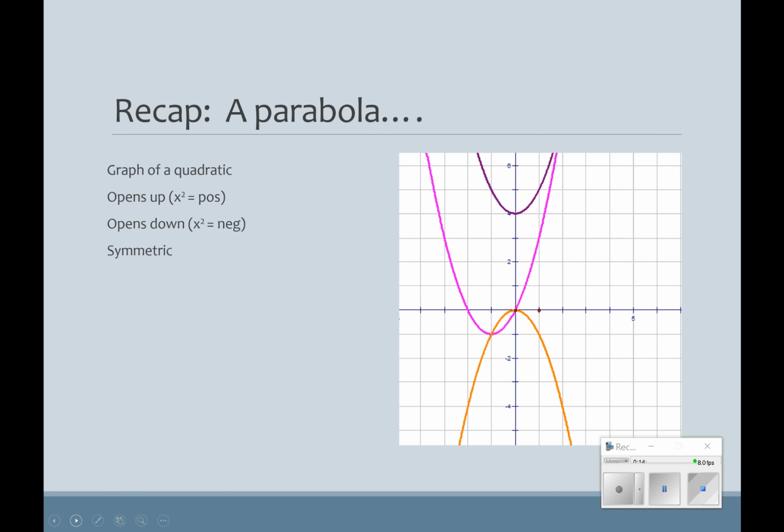All right, so I kind of threw a little bit at you. Just remember that a quadratic will always graph a shape, this parabola. If x squared is positive, it opens up. If x squared is negative, it opens down, and it's symmetric.